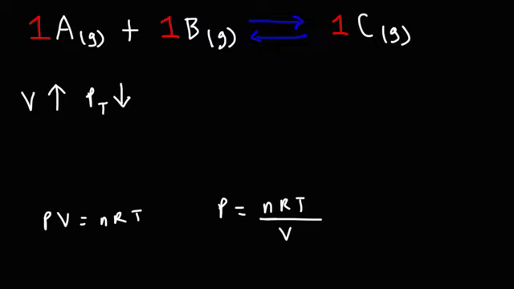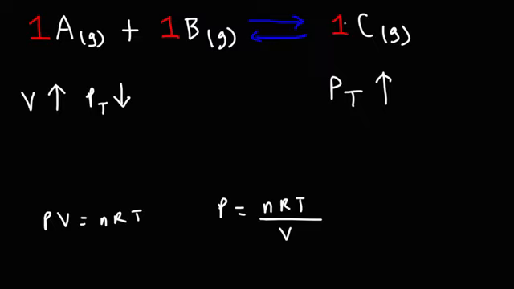Now what's going to happen if the total pressure decreases? Well, the system is going to try to increase that total pressure. Whatever change you impose on the system wants to undo that change. So if you decrease the total pressure of the system, it's going to try to increase it. Now, in which direction does the reaction have to shift in order to increase the total pressure? Should it shift to the left or to the right?